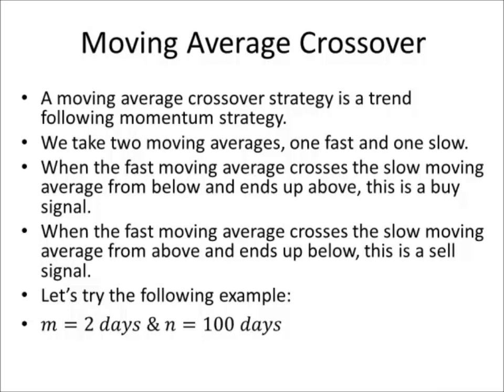And now let's implement this. So we'll take the following example. We'll take M, which I've designated to be the fast moving average, and N, which is the slow moving average. So we'll take a 2-day moving average and a 100-day moving average, and we'll implement the moving average crossover strategy and see how well it would do. How much money would we make? Alright, let's go to Excel and do this.